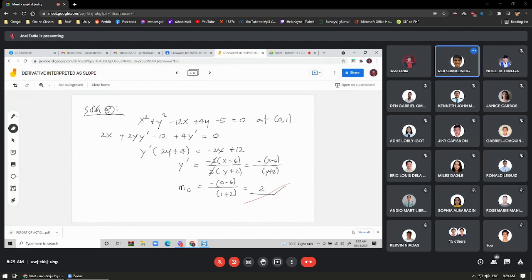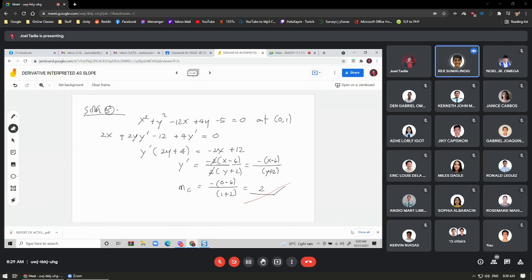Since we look at the given equation, we will use implicit differentiation, sir. First, the derivative of x squared is 2x, and next, positive y squared gives 2y y prime because of the chain rule, which is the derivative of y multiplied by the derivative of u, giving 2y y prime.